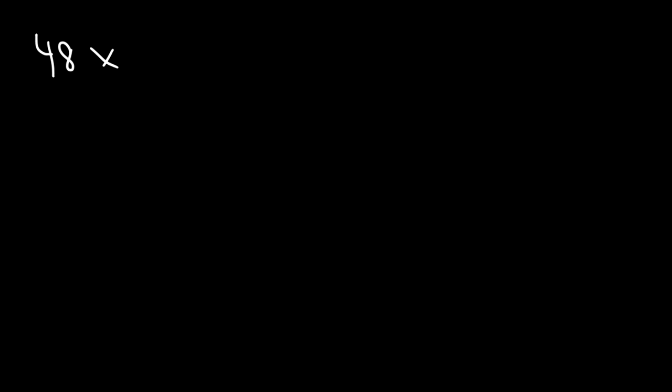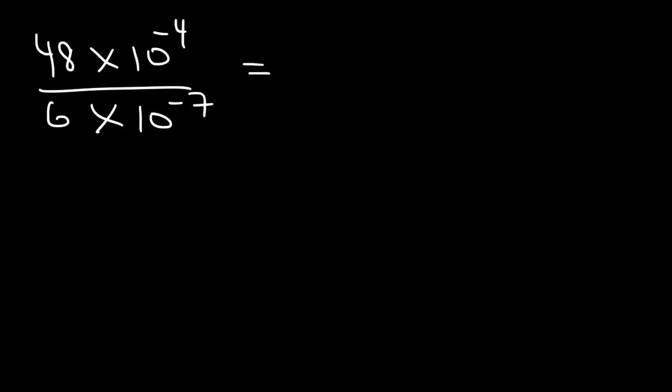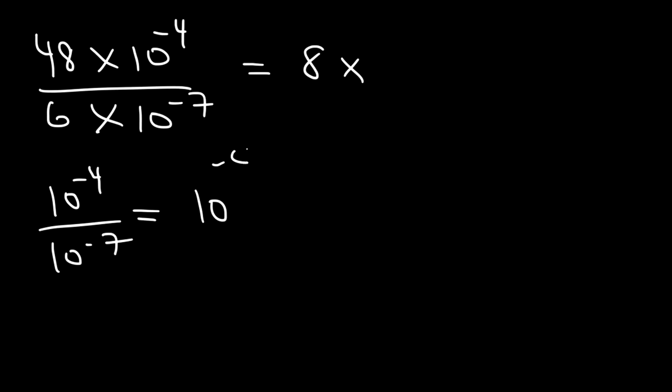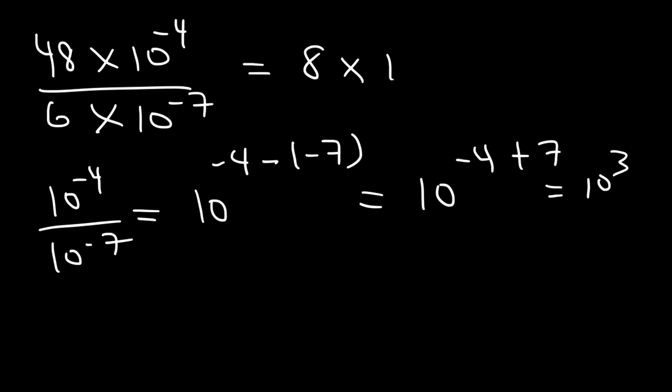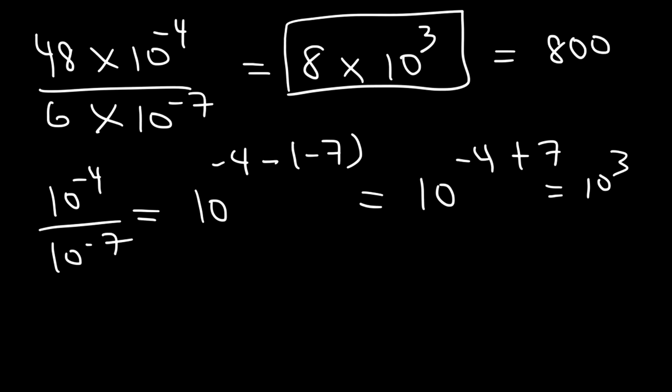Try this one. 48 times 10 to the negative 4 divided by 6 times 10 to the negative 7. 48 divided by 6 is 8. And then 10 to the negative 4 divided by 10 to the negative 7. So it's going to be negative 4 minus negative 7, which is basically negative 4 plus 7. And that's positive 3. So this is 8 times 10 to the 3, which is equivalent to 8,000.